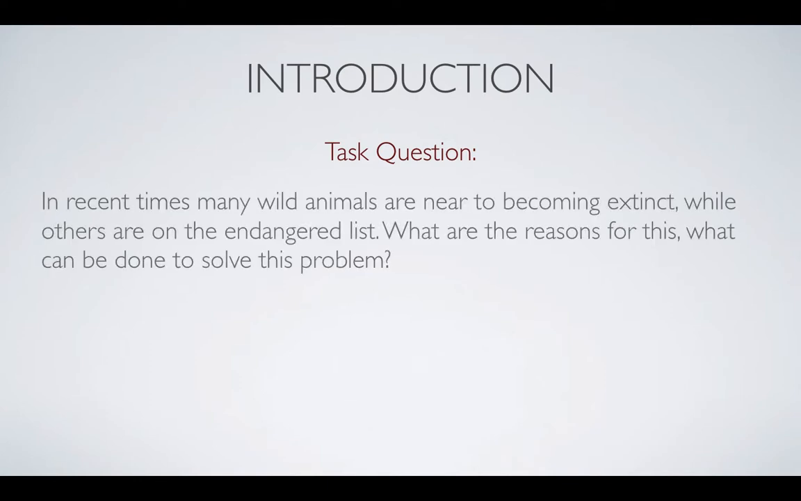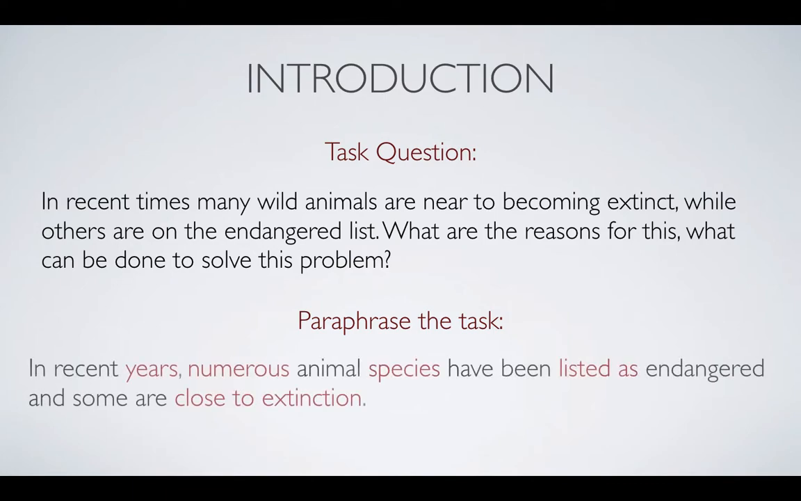Now let's take a look at the introduction. So we've got to go back to the task question again. Keep referring back to the task question. So again, in recent times, many wild animals are near to becoming extinct, while others are on the endangered list. What are the reasons for this, and what can be done to solve the problem? So the first thing I need to do is paraphrase the task question.